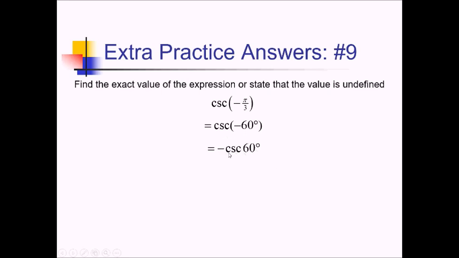And we can rewrite this as negative 1 over sine of 60. Sine of 60 is root 3 over 2. So negative 1 over that, that's going to give us negative 2 over root 3. And multiply by root 3 over itself, we end up with negative 2 radical 3 over 3.